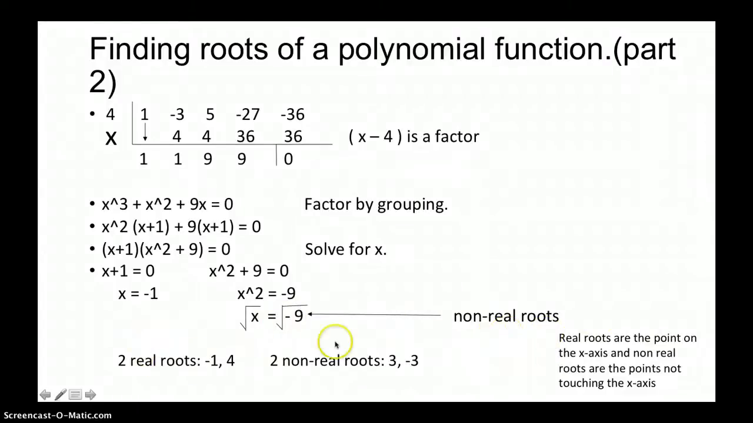So you get 2 real roots and 2 non-real roots. The real roots will be negative 1 and 4, and the non-real roots will be 3i and negative 3i. Real roots are the points on the x-axis, and non-real roots are the points not touching the x-axis.